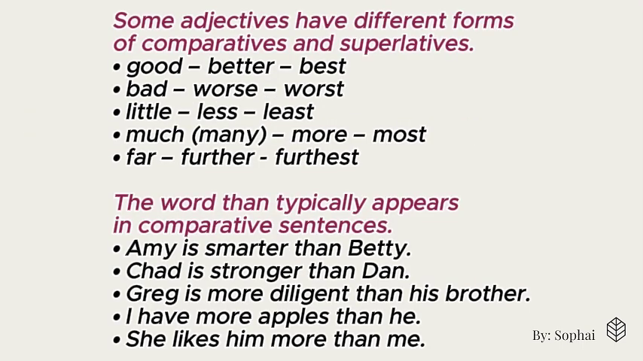Some adjectives have different forms of comparatives and superlatives. Good, better, best, bad, worse, worst. Little, less, least, much, many, more, most. Far, further, furthest. In comparative sentences, the word than typically appears.